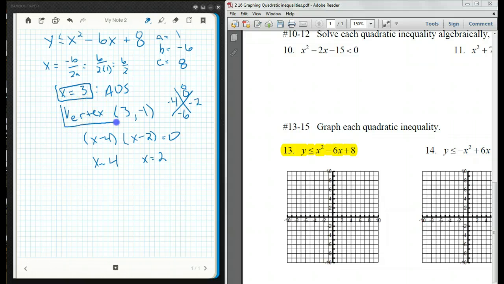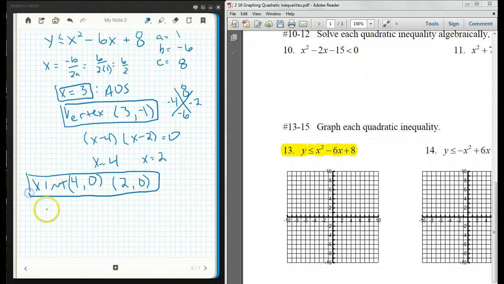So I've got my axis of symmetry here going through my vertex 3, -1. I've got two x-intercepts. I've got 4, 0, and I've got 2, 0. So that really gives me the vertex and 2 points. So I've got 3 points. So the 3-point minimum is met.